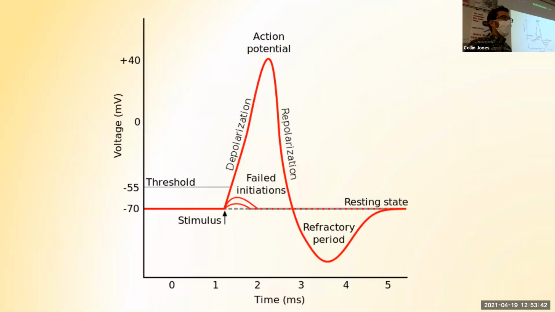Hopefully you remember seeing this graph of when a neuron fires. Neurons are normally in a negative state, all those charged ions waiting to go through their gates. Normally neurons are at negative 70 millivolts. When a neuron fires, when it depolarizes, when it becomes positive, we call that the action potential.